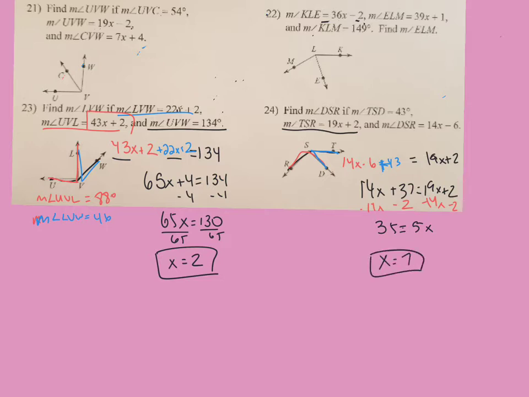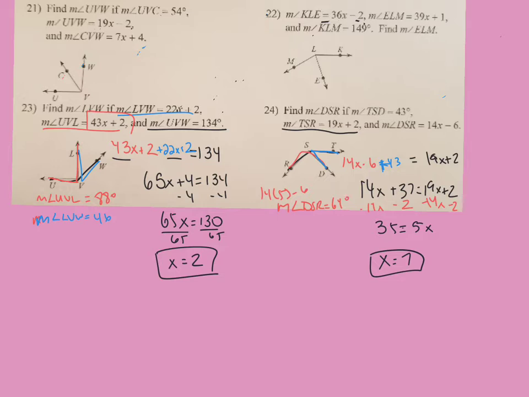So once you get that, now you're going to go through. So the first thing you do is RSD or DSR. That's going to be 14 times 7 minus 6. That's 92 degrees. So we say the measure of angle DSR equals 92 degrees.